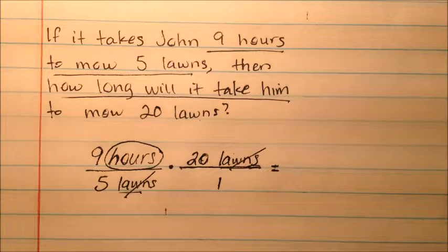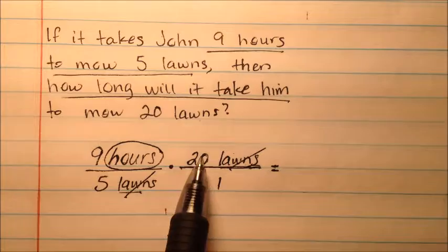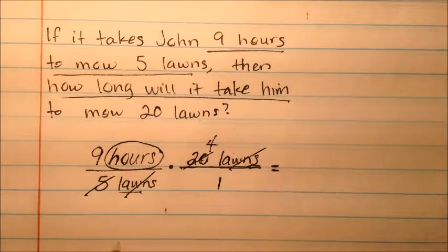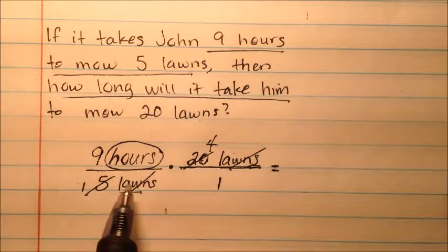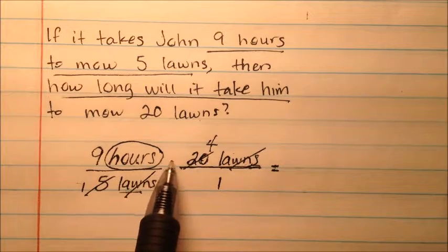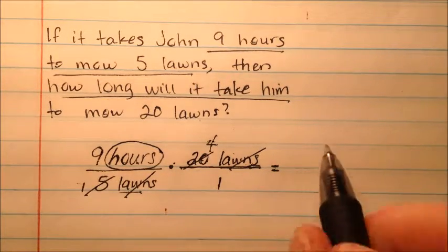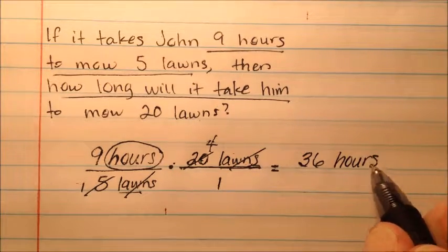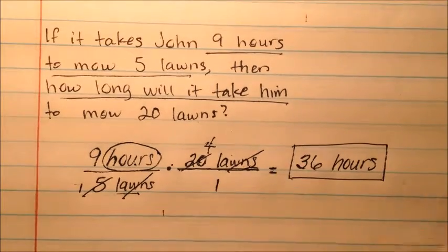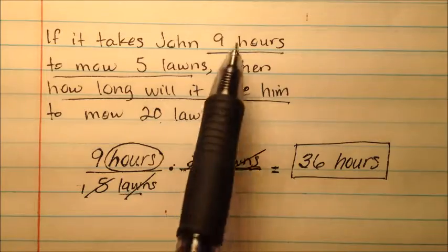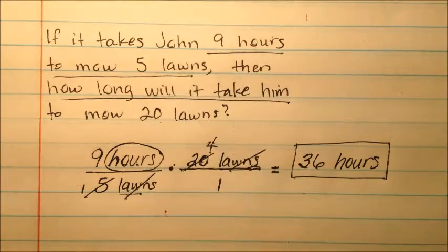Is there anything else that can cancel maybe from top and bottom? Well, 20 and 5 looks like I could probably divide a 5 out of both of those. So that goes to 4 and that goes to 1. Okay, so my denominator now looks like everything's canceled out and I just have 1s. So 9 hours times 4, well, 9 times 4 is 36. And the hours are the units, so those will come along for the ride. So it'll take 36 hours to mow 20 lawns, given that he can mow 5 lawns in 9 hours.